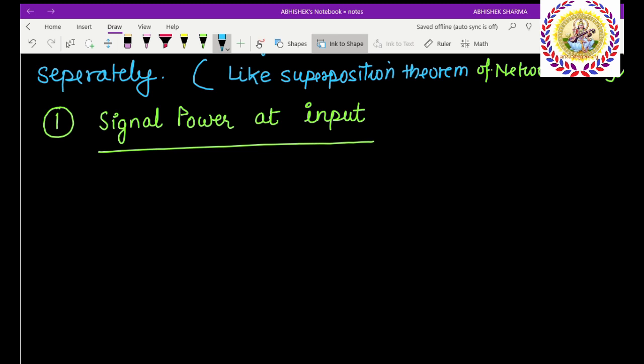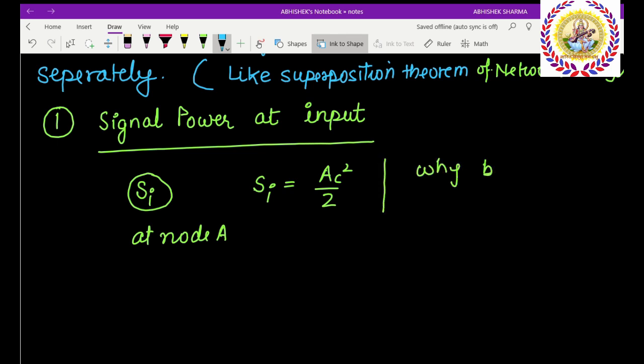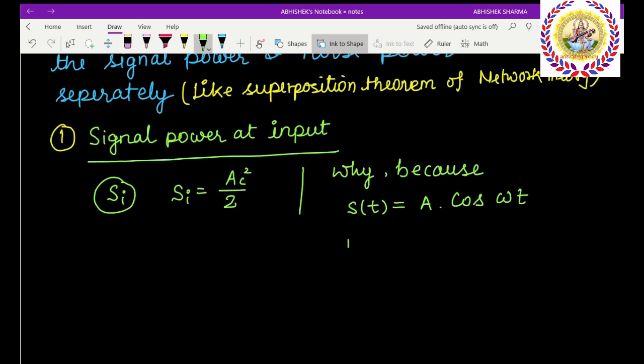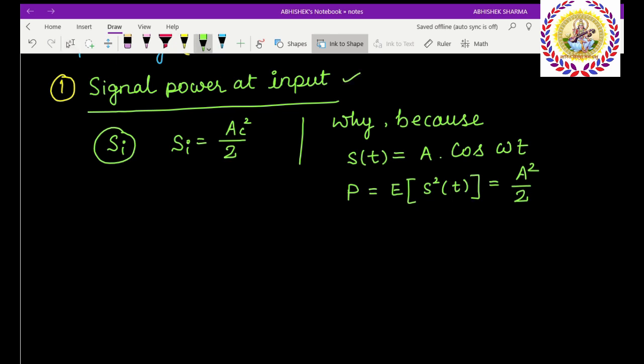Now, first we have to consider the signal power at the input, which is node A. This is the simple term, which is SI equal to A_C square by 2. It is so because for S of t, for example any cosine signal having amplitude A, the power of the signal is given by the expectation of the square value, that is S square t, which is A square by 2.